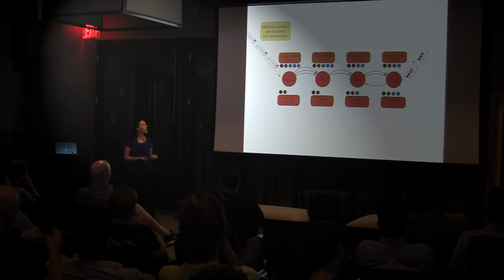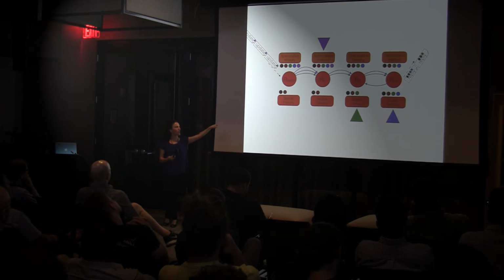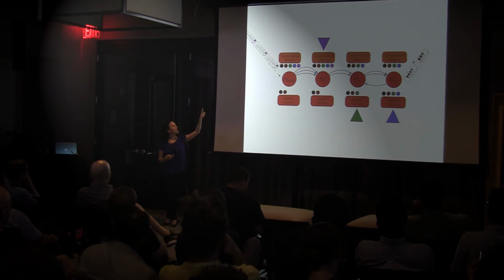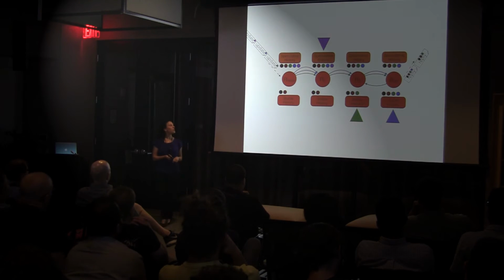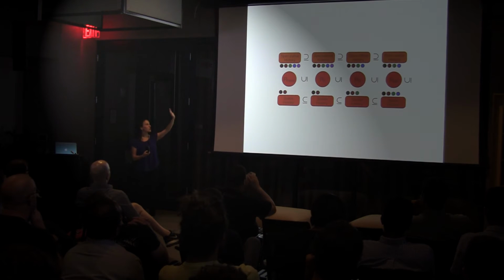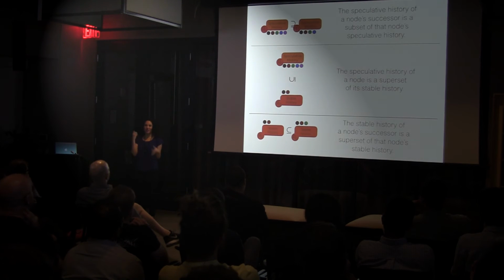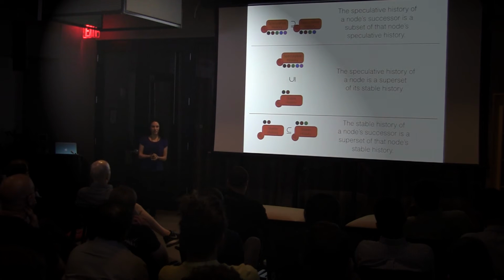But there's something cool here, which is we can see where the updates are in a pipeline. We know that, for example, green made it to R3's stable history, blue made it to the tail, and purple made it to the second replica. From this ordering, we can see there is some organization between these histories. For example, among the speculative histories, the largest one is on the head and the smallest one is on the tail. For stable histories, the converse is true. And for every node, the speculative history is always greater than the stable history. So we get an understanding of how these histories are ordered.